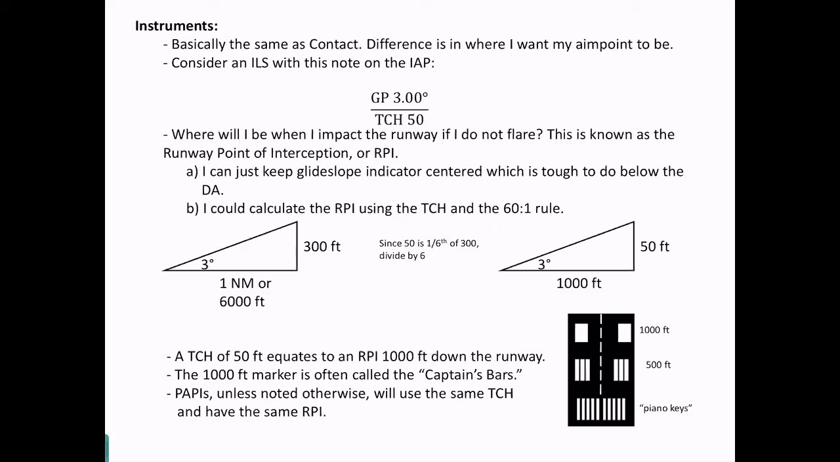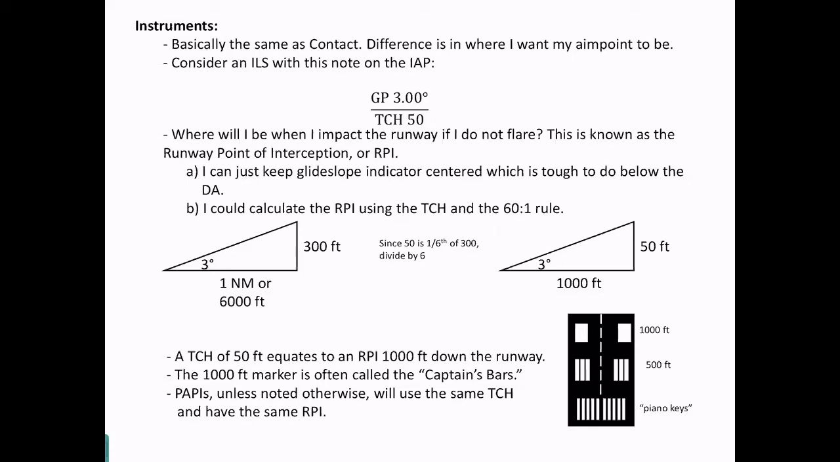Now, I can do a couple things here. I can just ignore that, and I'll just keep my glide slope centered all the way down, and that should take care of it. Well, it's not that easy. As we get closer to the runway, that beam gets more narrow and more narrow. It becomes more sensitive, and it becomes a lot more difficult to keep everything perfectly centered up. So, better would be to calculate what we call the runway point of intercept. Okay, where will I impact the runway if I do nothing?